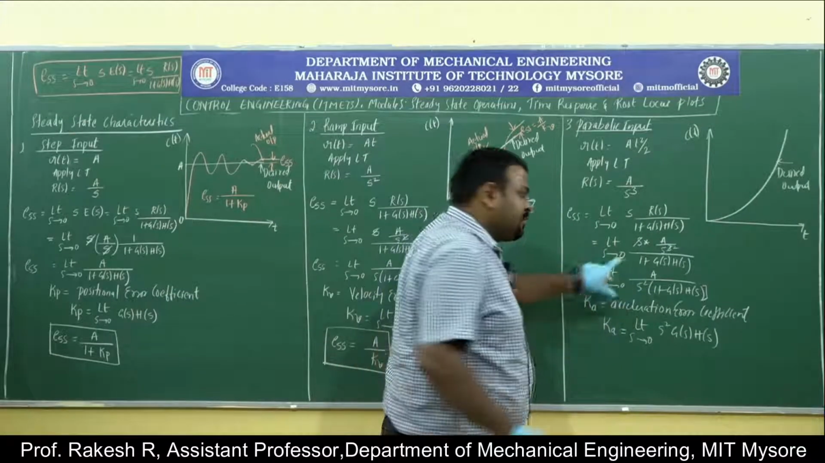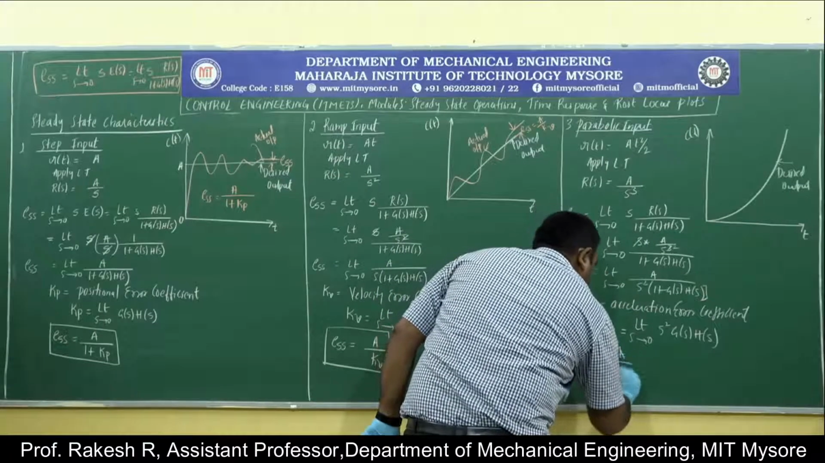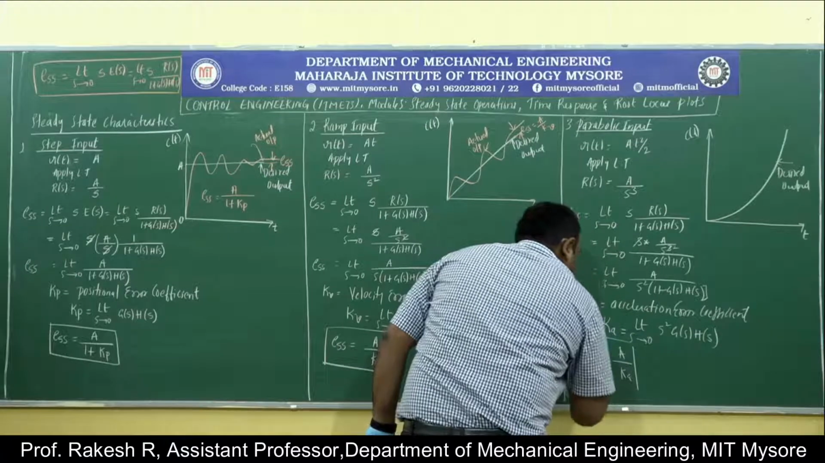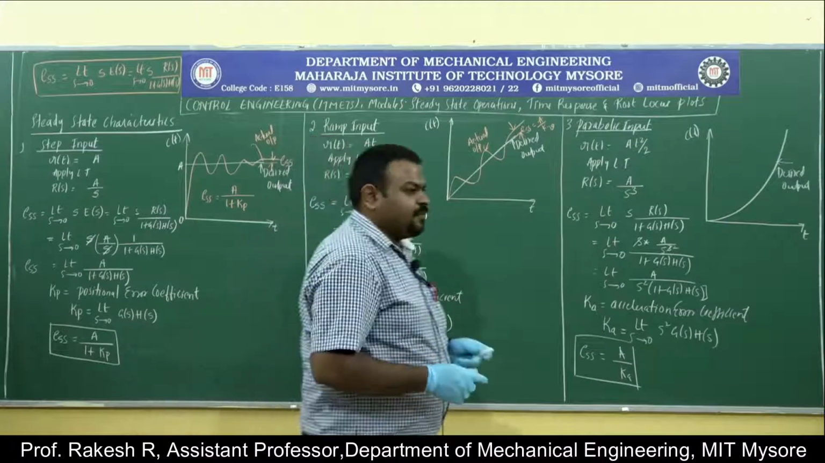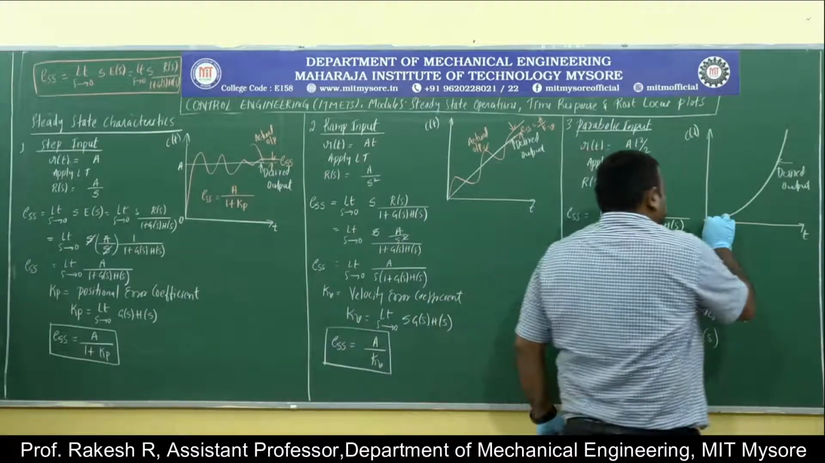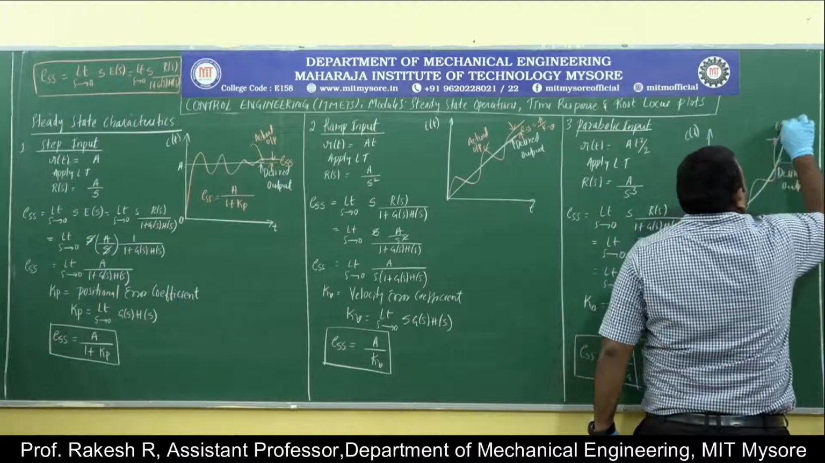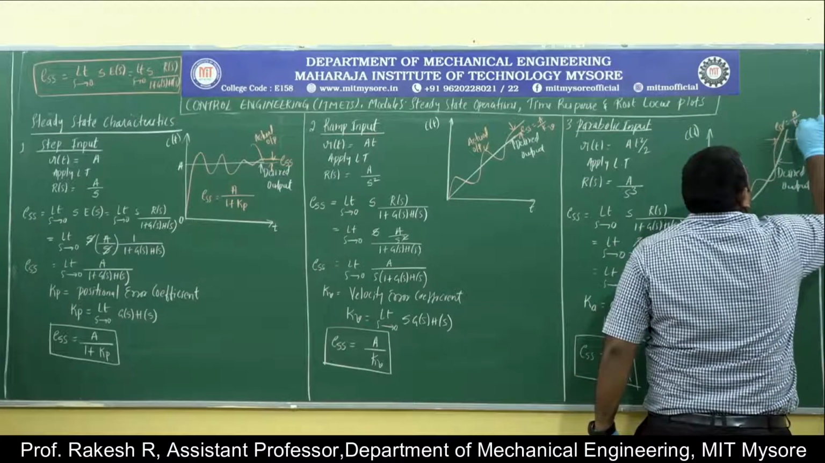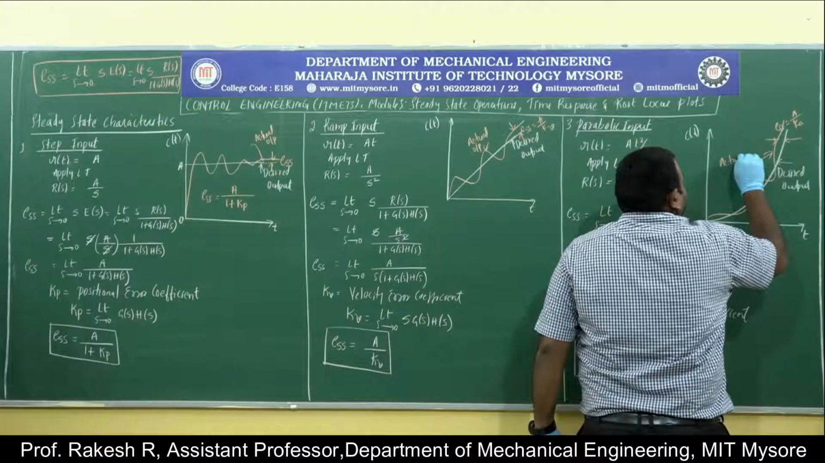And if I substitute this, ESS will be equal to A divided by Ka. This is the acceleration error coefficient for parabolic input. So what is the steady state error? The output will be like this. This is the steady state error. ESS will be equal to A divided by Ka, and this is the actual output.